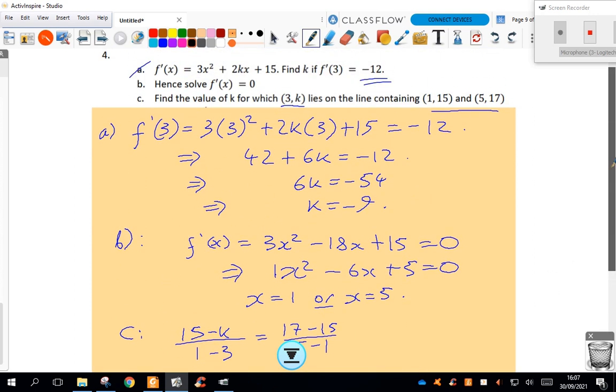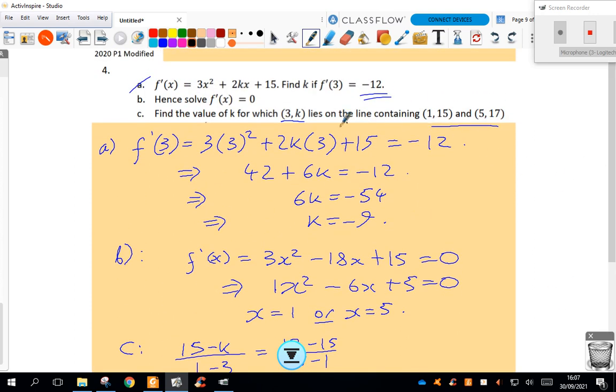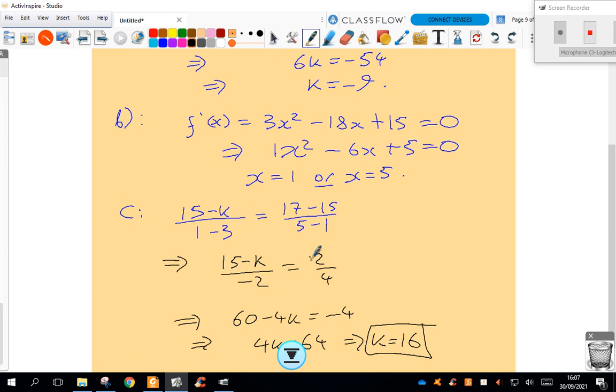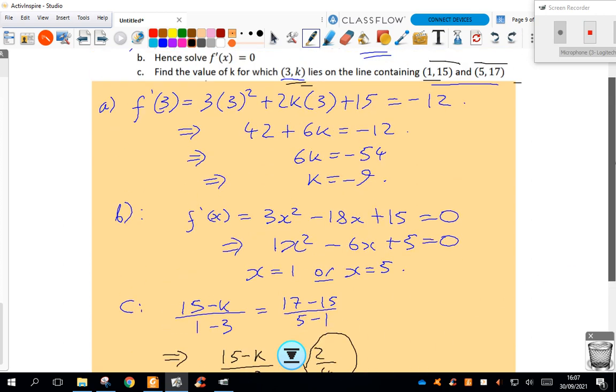I've used slopes there. If 3 points are all on the same line, then if I take any 2 of those points, the slope between those 2 points should all be the same. Slope between all 3 pairs of points, this one and this one, or this one and this one, or this one and this one, they should all be the same. Okay, what is that slope? Well, that slope would be 2 over 4, or positive a half, I should say.